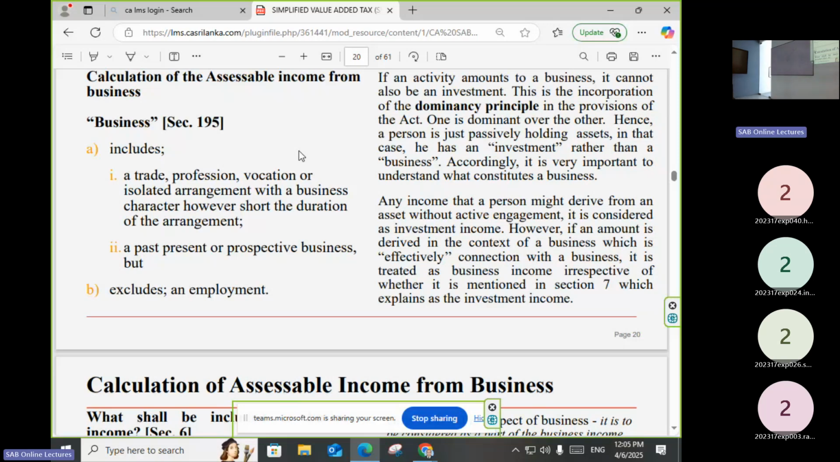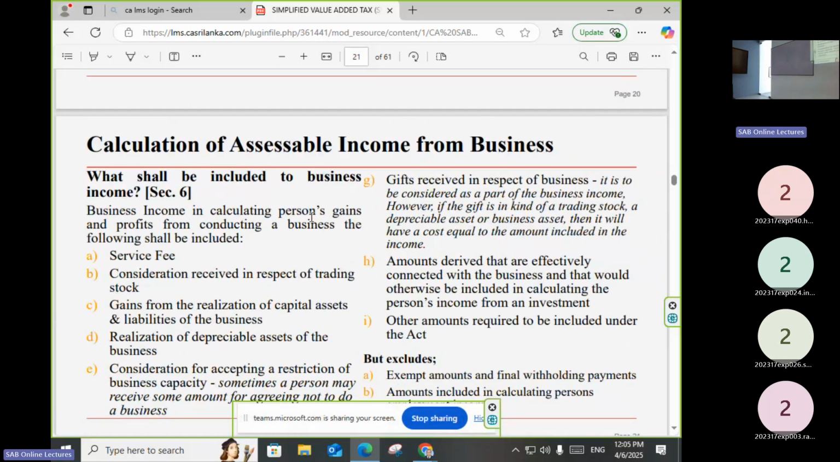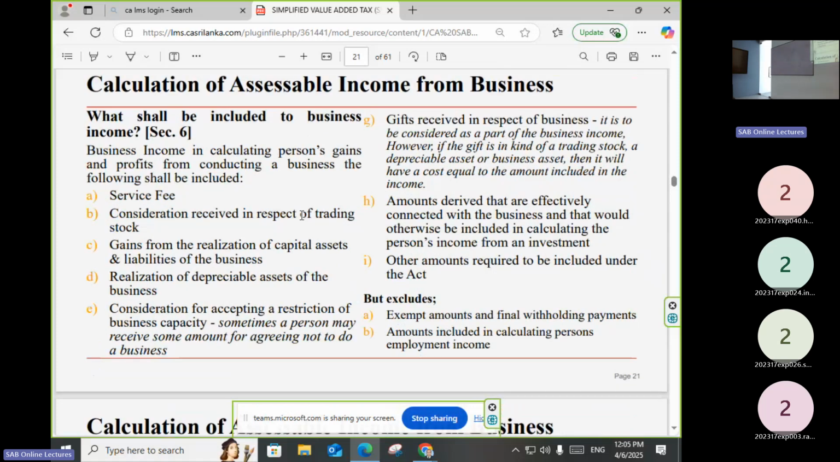Irrespective of whether it is mentioned in section 7 which expands the investment income. Right? So what are the things that need to be included in business income? These things need to be included. As access, these things need to be included. But service fee. So what type of activity? Service fee means what is the business? They are providing only service.